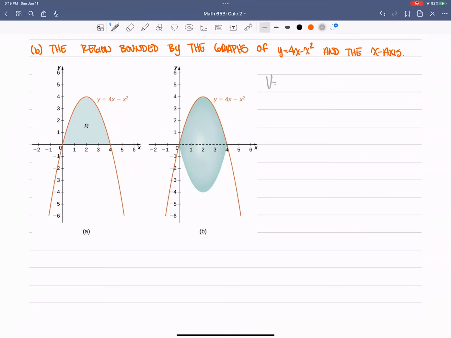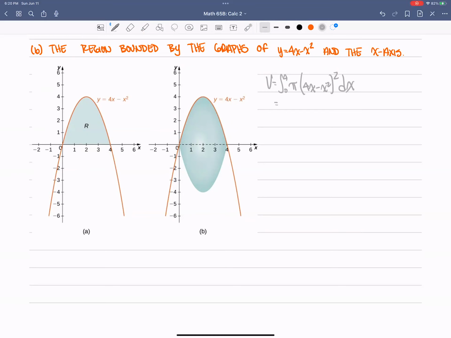So volume is going to be equal to the area, integrating from 0 to 4, it looks like. So from 0 to 4, and integrating. For each circle, it's pi r squared. So we have pi times the function squared, x minus x squared, squared, dx.